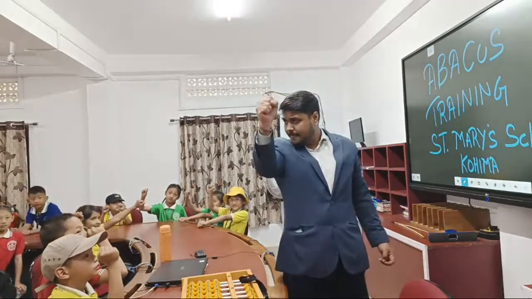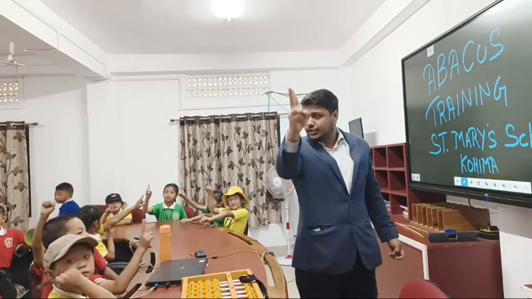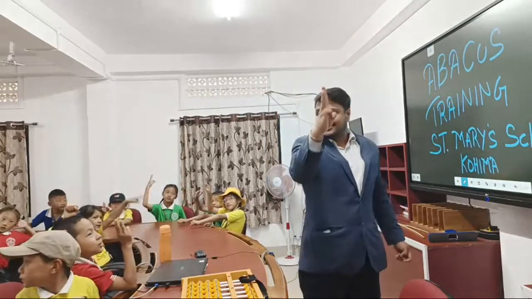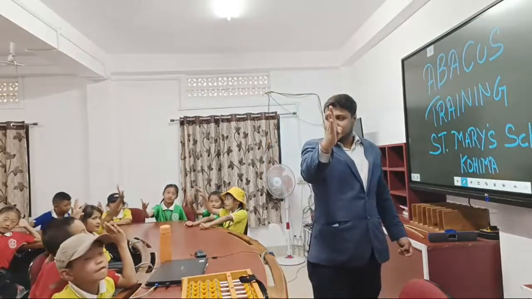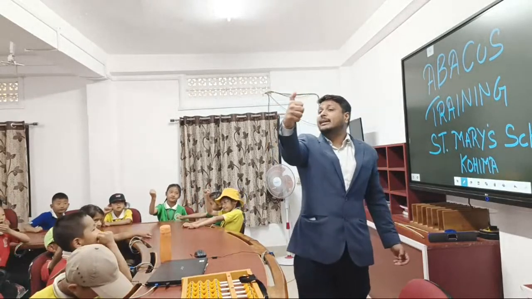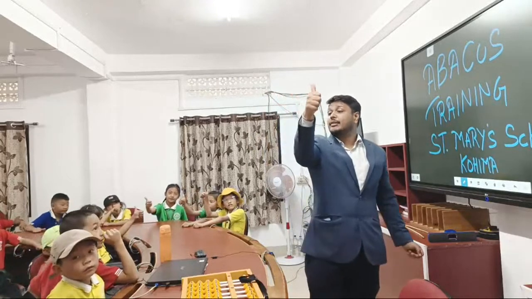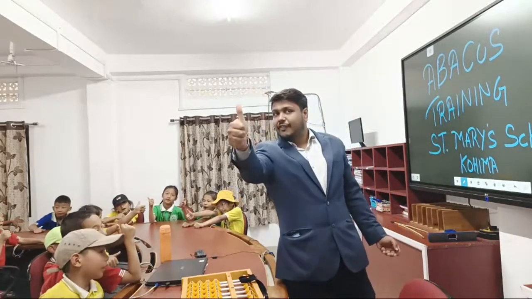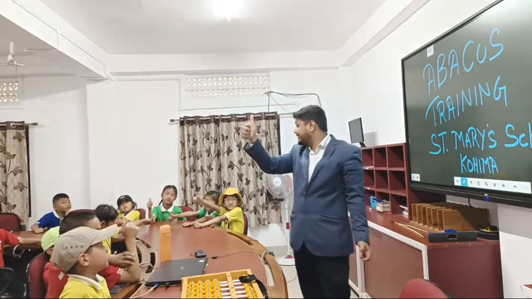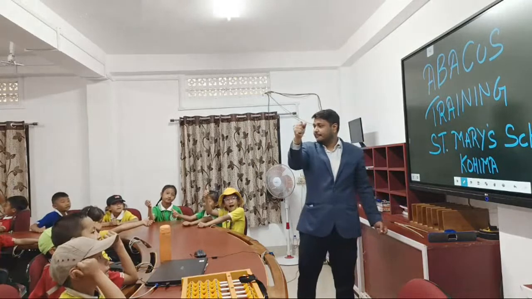Observe here, 0. This is 1. This is 2. This is 3. This is 4. Okay, make it 0 back. Our thumb is our 5. So this is 5. This is our abacus 5. What is this? 5. Okay, make it 0 again.